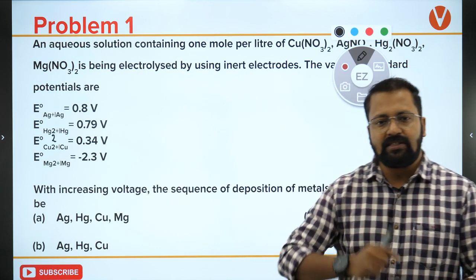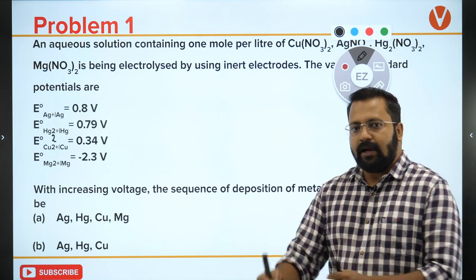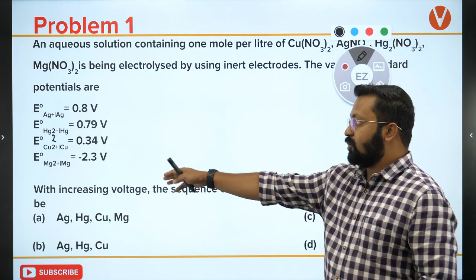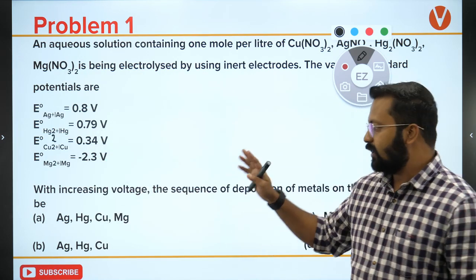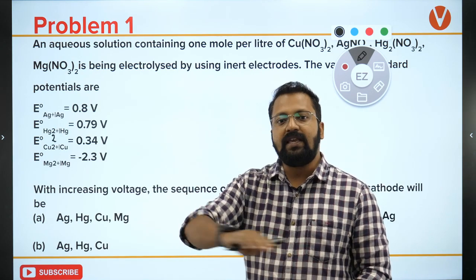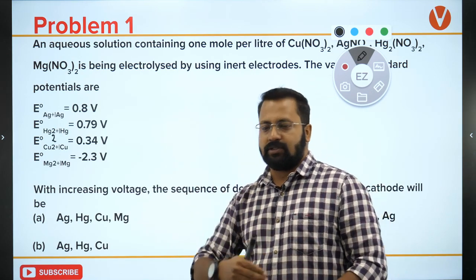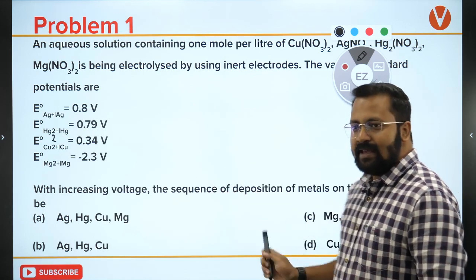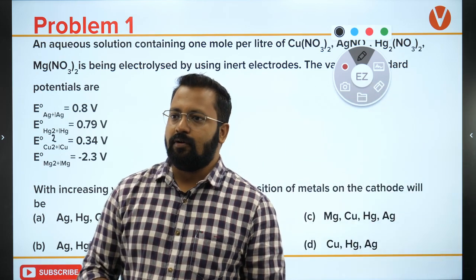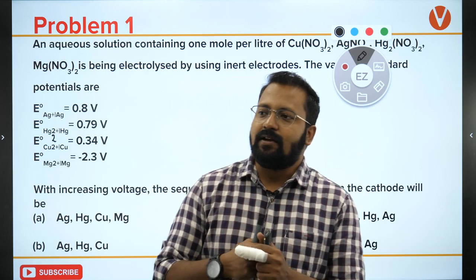So when I increase the voltage, metals will get deposited on the cathode, because we are carrying out reduction, so these metals will deposit on the cathode. I have to identify what is the sequence which will deposit first, which will deposit second. So options are A, B, C and D. Tell me which option is the right option?